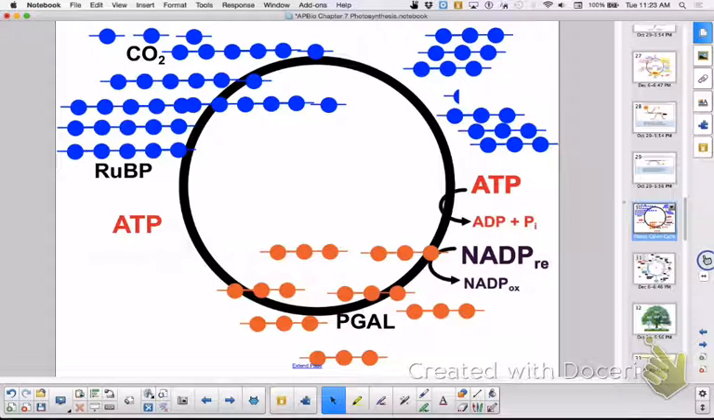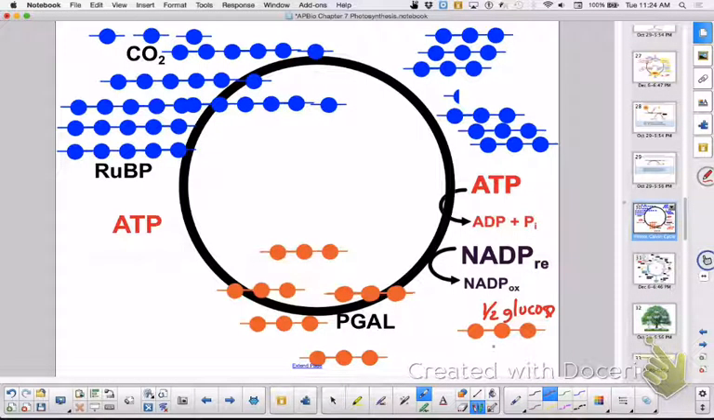One, two, three. Oh, I gave myself a bonus. Okay. One, two, three, four. Okay, six. So now we have six high energy molecules. Each of those is a half of a glucose. Okay? So I have six of them. I'm going to just take one of those away and siphon it off. So this is a half of a glucose right here. There we go. And its name is G3P.